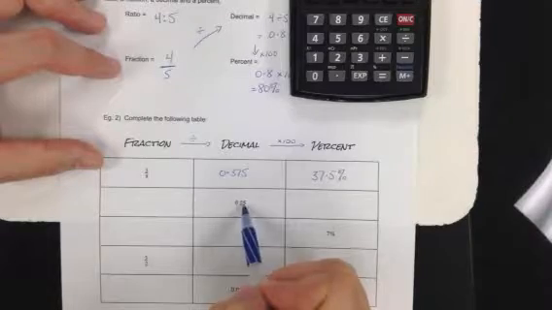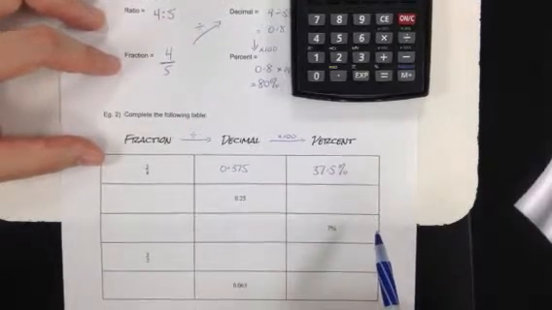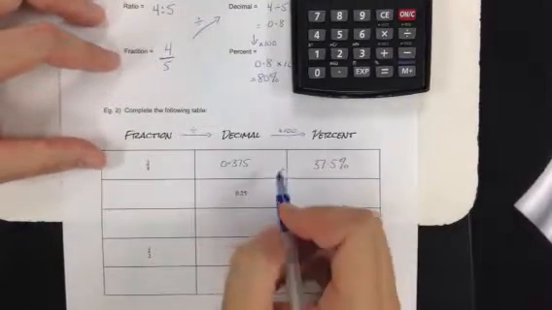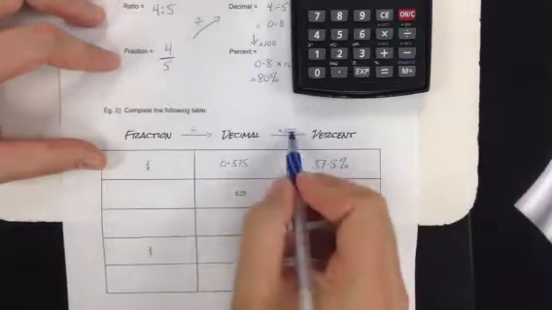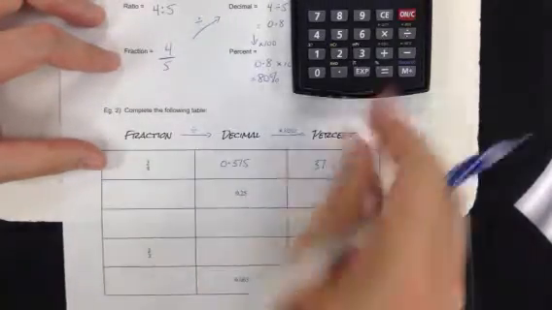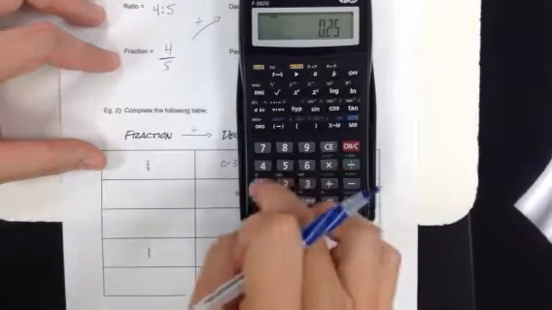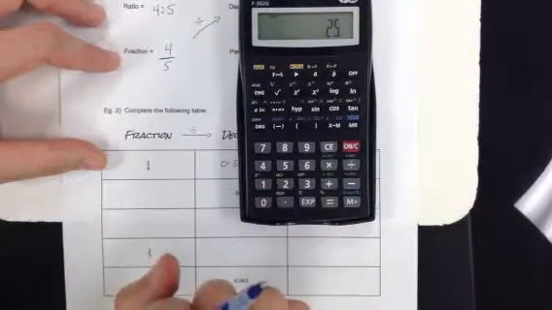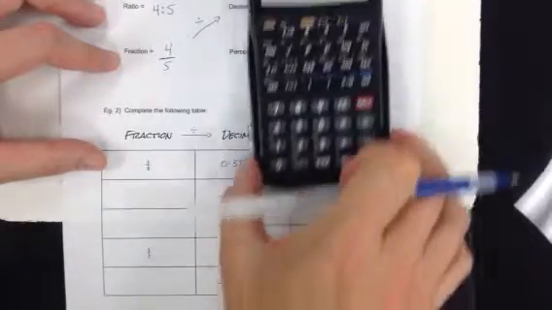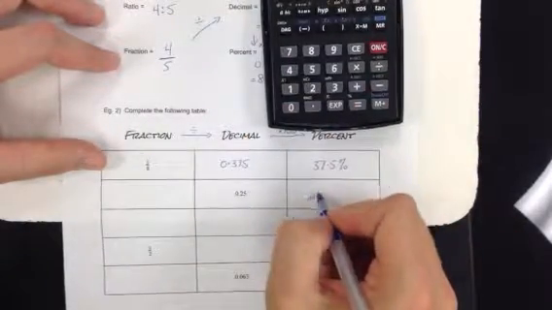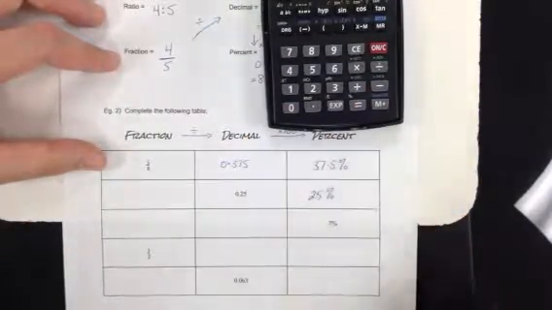How do we go from a decimal to a percent? Okay, well let's think about this. From a decimal to a percent is multiplied by 100. So when I'm given this decimal, I'm going to take 0.25 and multiply it by 100. Gives me 25%. Just like that.